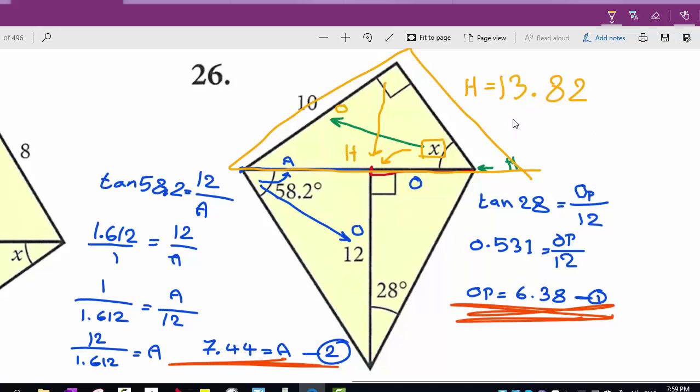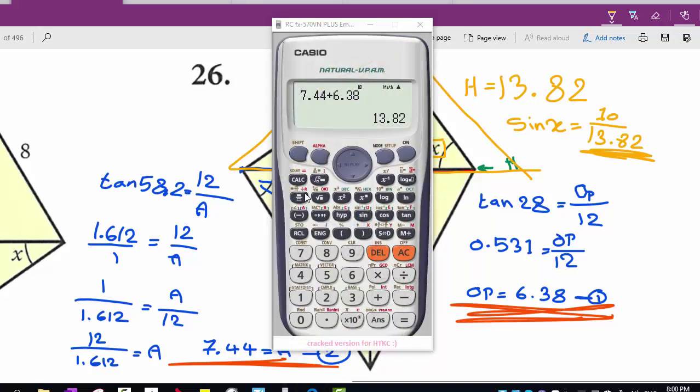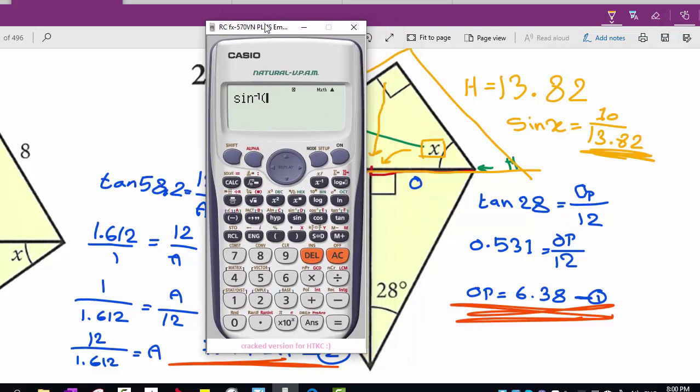We can use sine. Sine of X is equal to the opposite, which is 10, over the hypotenuse, which is 13.82. Now we need sine inverse. Sine inverse of which angle is equal to this amount? The calculator will answer. Sine inverse, shift and sine with this -1 means sine inverse. Sine inverse of which angle is equal to 10 over 13.82.